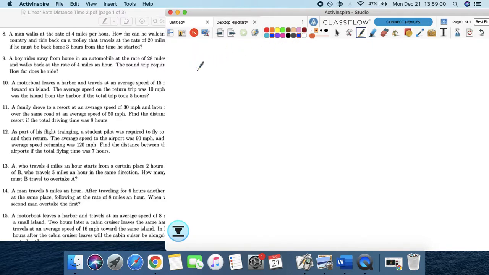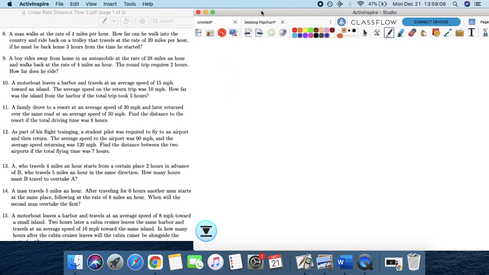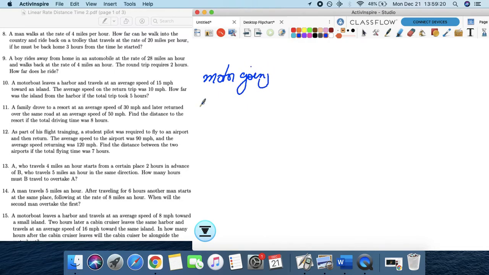Number 10. I'm going to be here for a while, won't I? A motorboat leaves a harbor and travels out. Okay, motorboat. Let's call this one motor going, and let's call the other one motor returning. That's how I will set it up, but you could have used whatever.